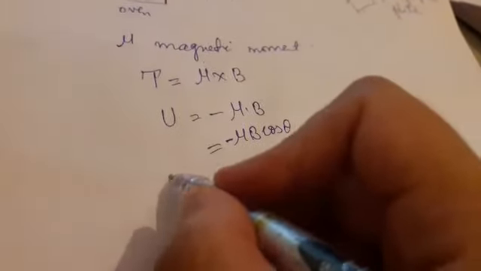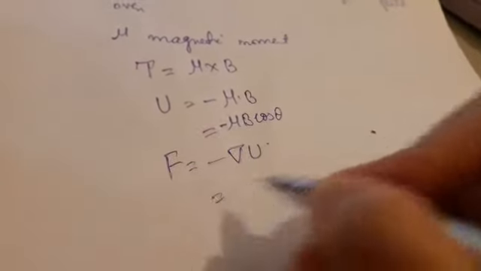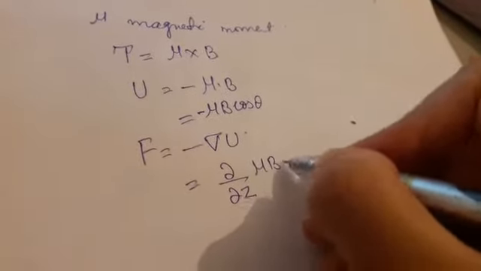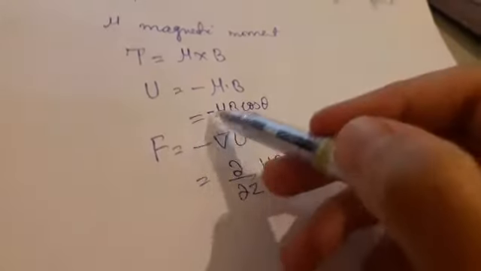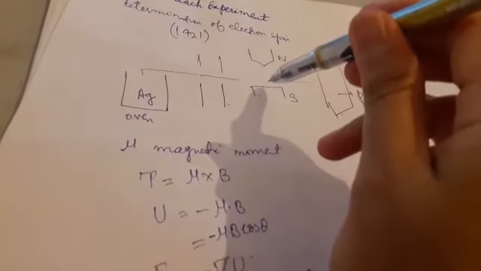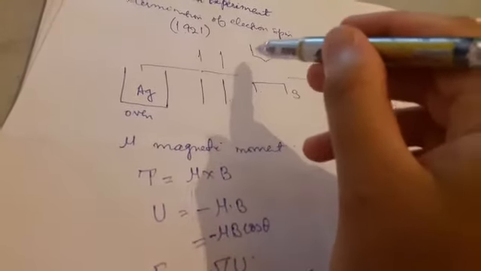Consequent to which we can evaluate that the force is equal to minus del U, and that is equal to d by dz of mu B cos theta. This minus sign goes with this and we are left with this alone. And we see that if these silver atoms are moving along the x direction, the change is along the z direction. They will reorient themselves in a different direction. This magnetic field has been held perpendicular to the direction of the silver beam.